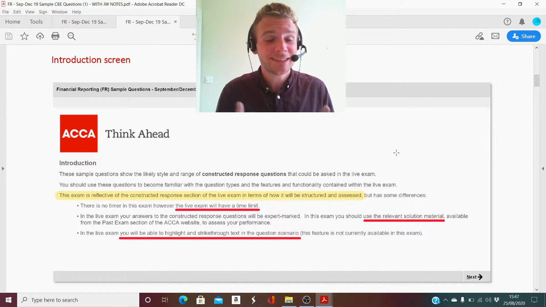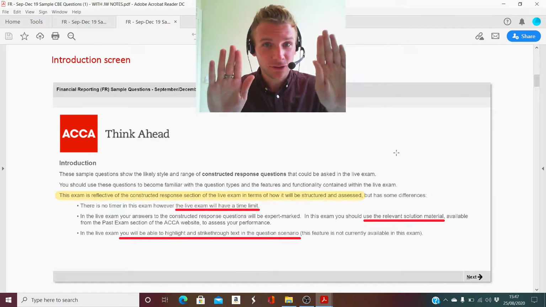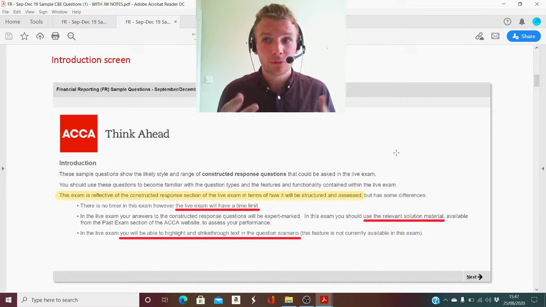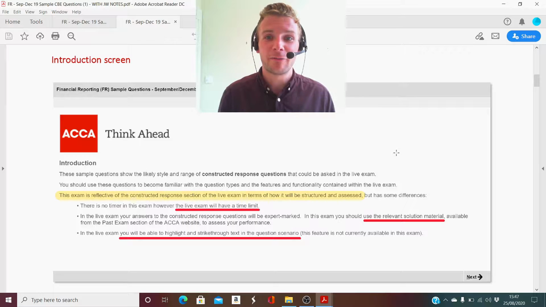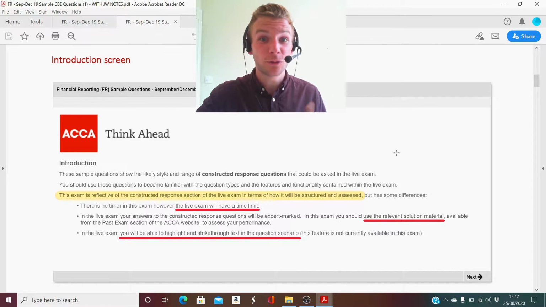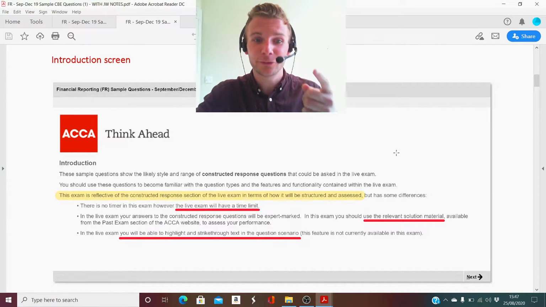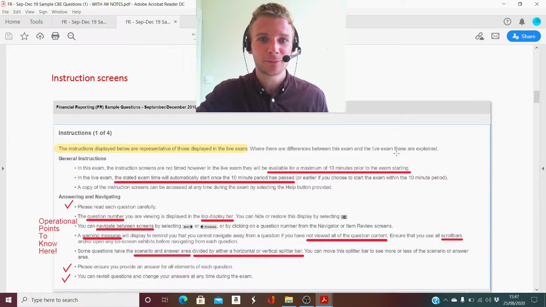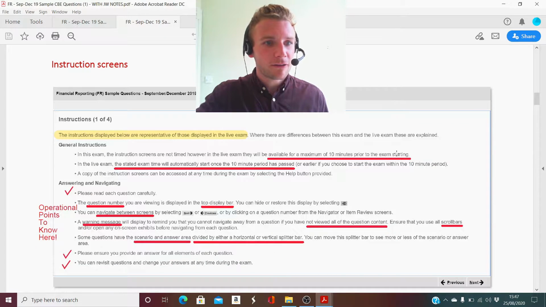A technique that ACCA tend to use is they will ask two requirements, or they'll want two answers, within one question as well. And if you don't answer both of those aspects, you're limiting yourself to half marks, I'm afraid. So definitely something to watch out for that they're trying to highlight for you on this part of the question paper here. So now we've got the actual induction screens on here.